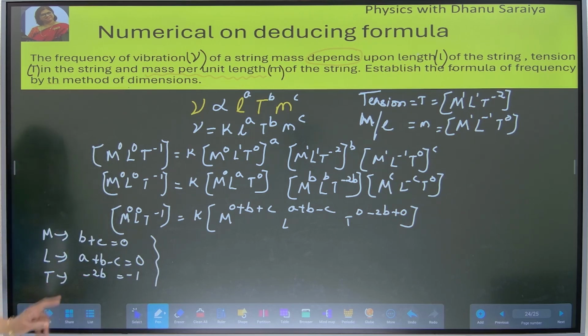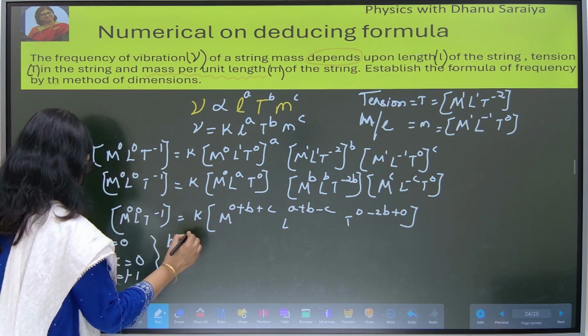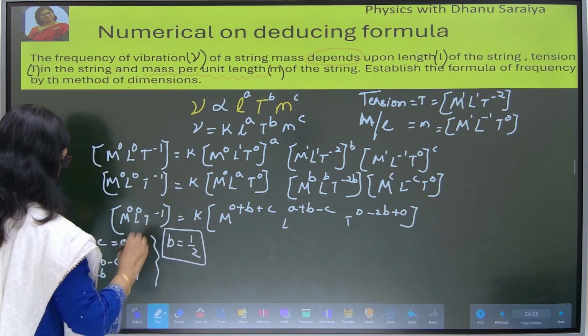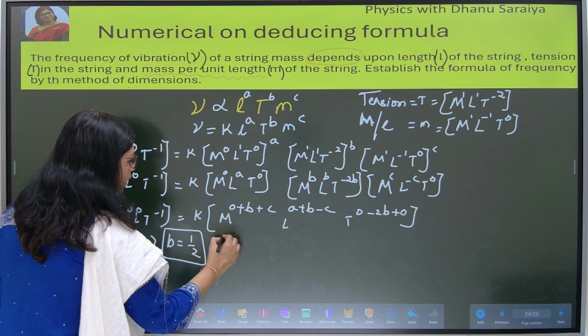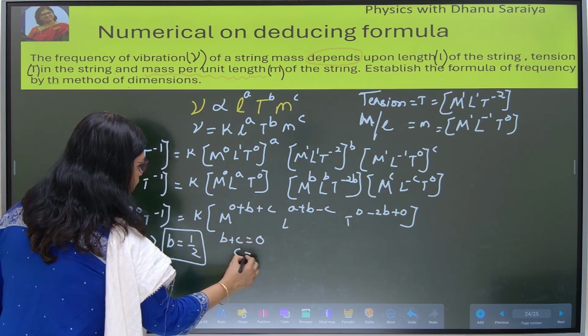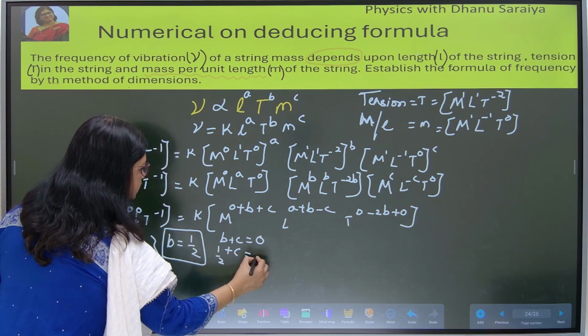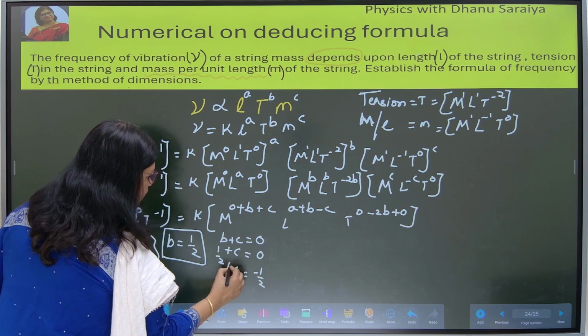First, I am able to see that I will get my B. Yes, so what is my B? B is equal to half. Ready. Now this B if I put here, where B plus C is equal to 0, so C is equal to, if B is half, then C is equal to minus half. So C is ready.